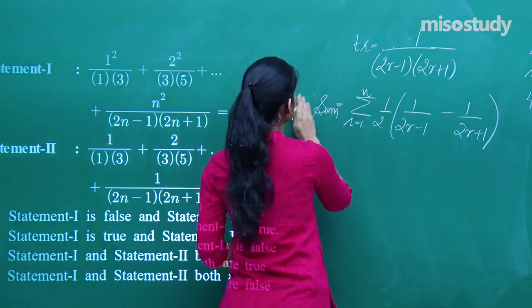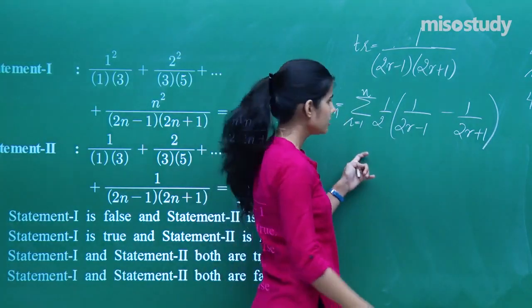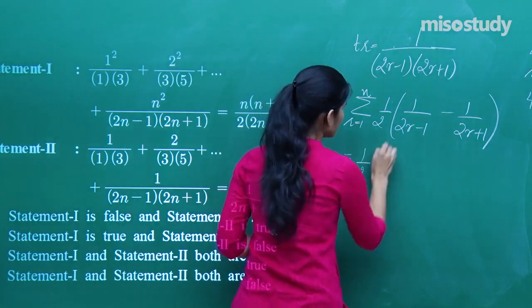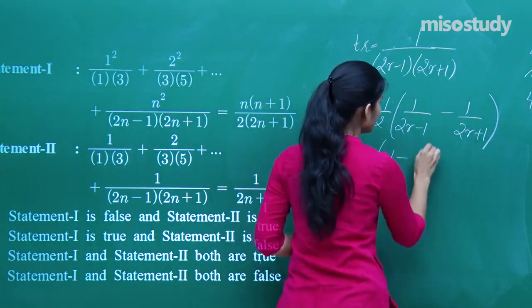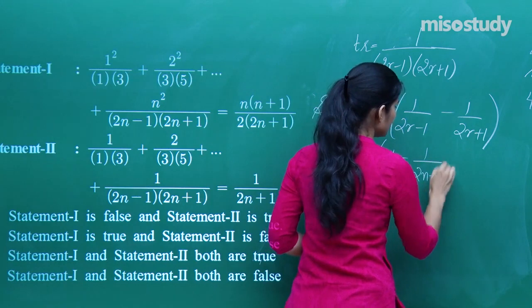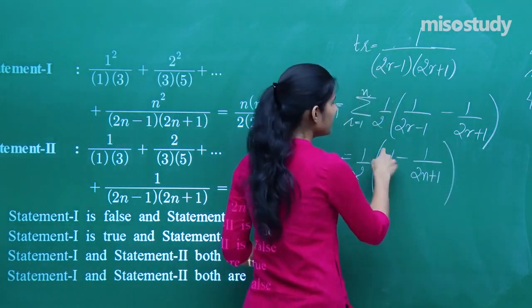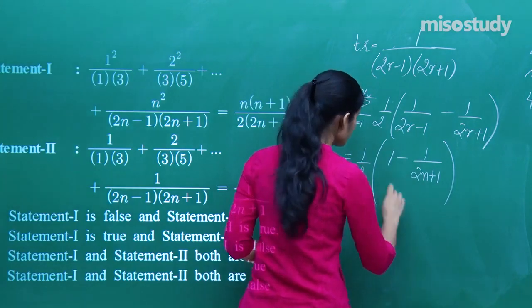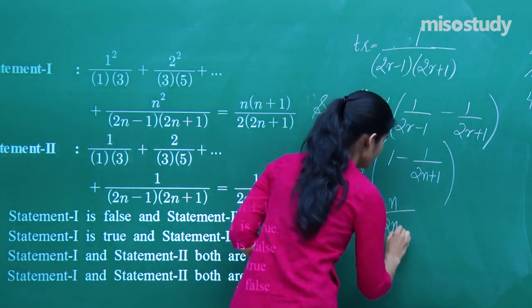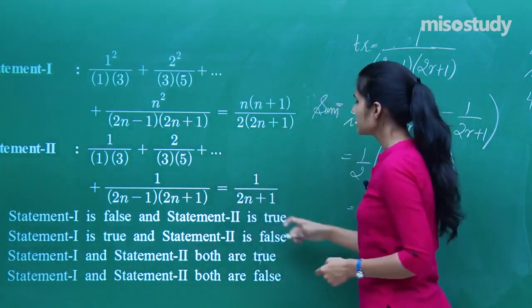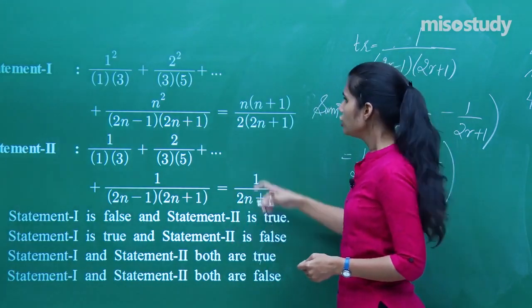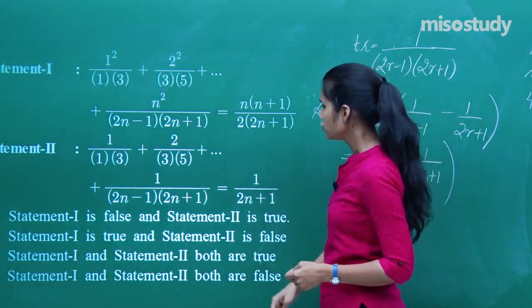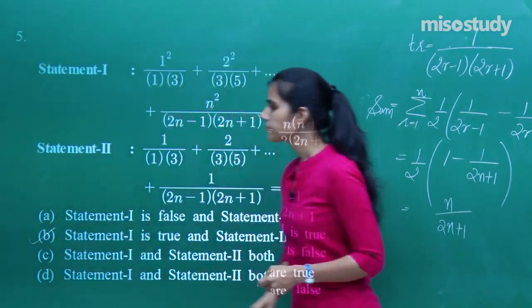sum comes out to be equal to what? This means 1 by 2 comes out common. We just now saw this comes out to be 1 minus 1 by 2n plus 1. So this is 2n plus 1 minus 1. That is 2n upon 2n plus 1, 2 gets cancelled, n upon 2n plus 1, but over here it is given 1 upon 2n plus 1. So statement 1 is true, statement 2 is false.